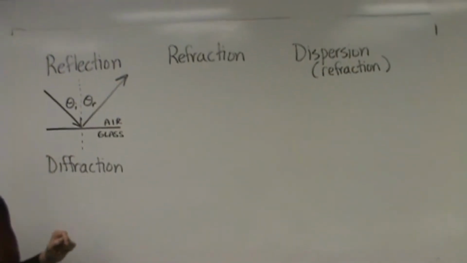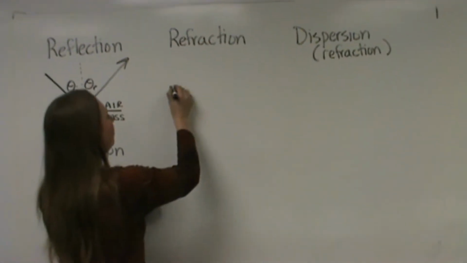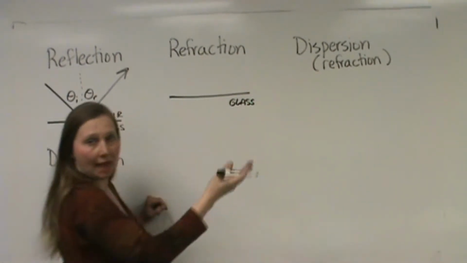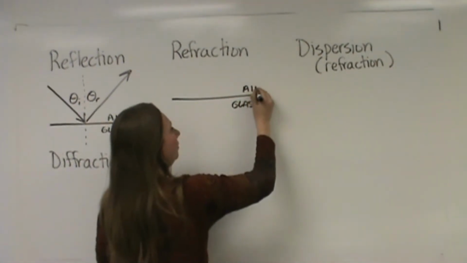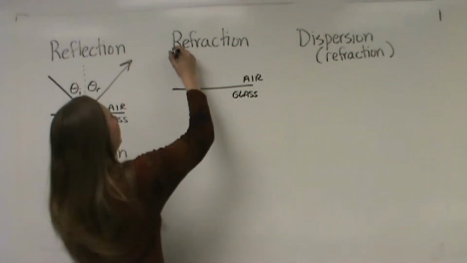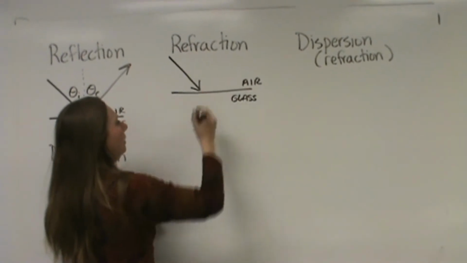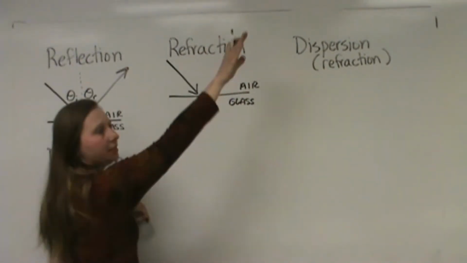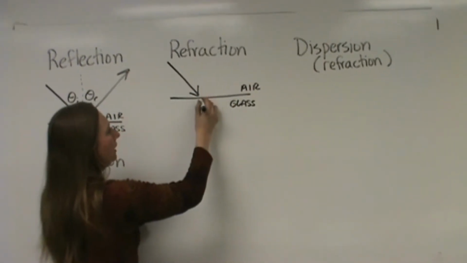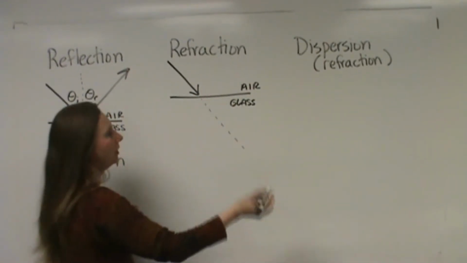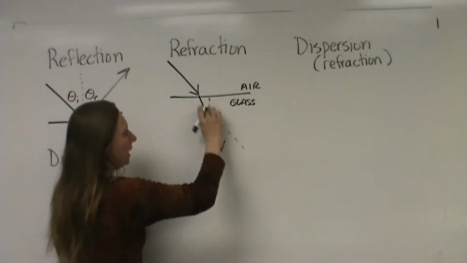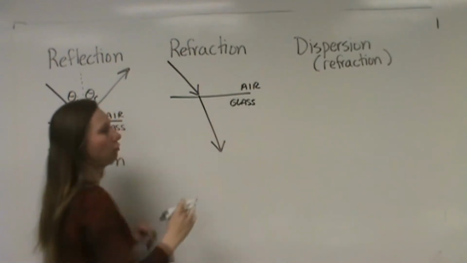Now in refraction, you've got glass again and air, or any two media, but what's different is the incident ray comes down, and instead of reflecting off the glass, it passes into the glass. But it does not go straight. It bends toward the normal, in this case, because glass has a greater index of refraction than air.